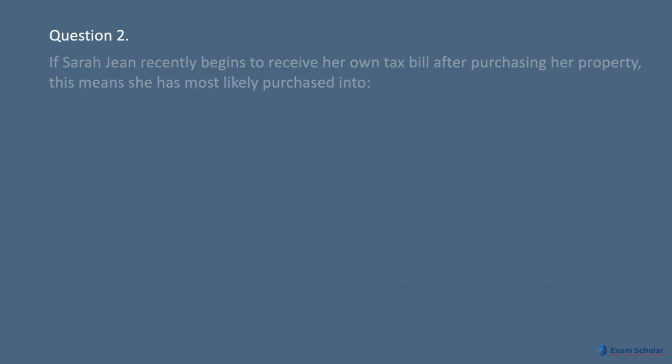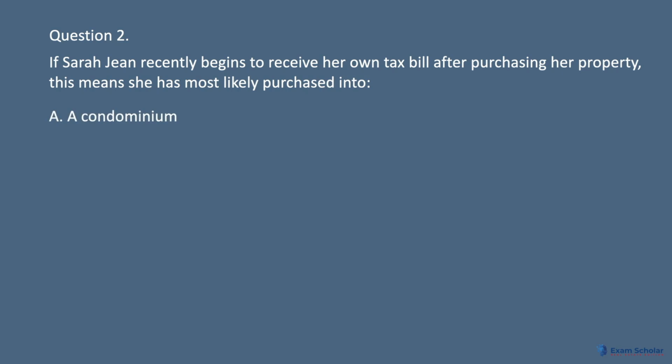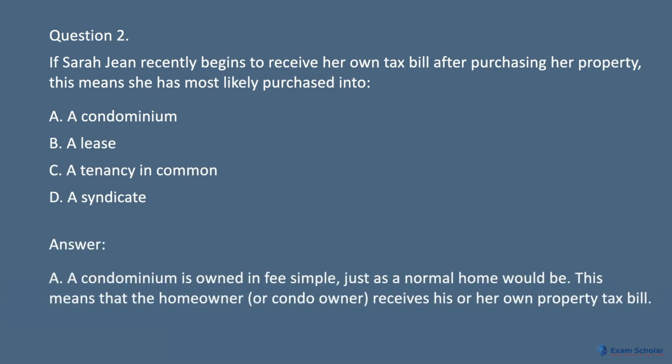Question 2. If Sarah Jean recently begins to receive her own tax bill after purchasing her property, this means she has most likely purchased into A. A condominium. B. A lease. C. A tenancy in common. D. A syndicate. Answer. A. A condominium is owned in fee simple, just as a normal home would be. This means that the homeowner, or condo owner, receives his or her own property tax bill.